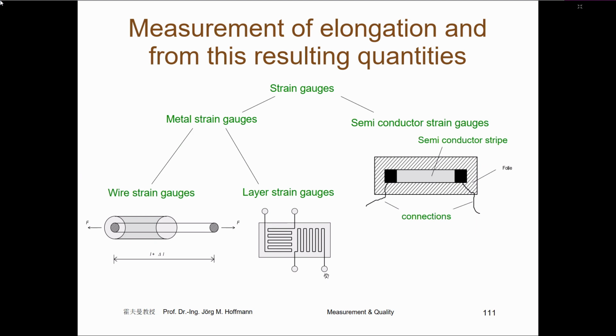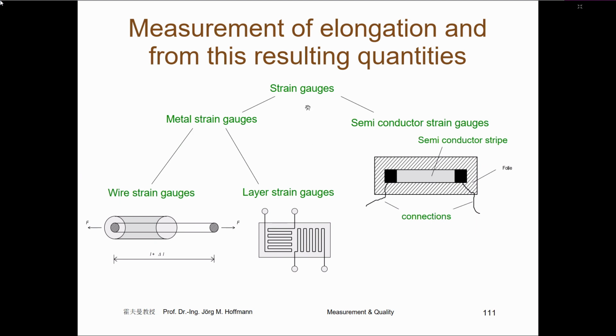Both are metal strain gauges, and you can see that you increase the resistance because the wire will be longer and smaller. This effect is called the form effect, because the change of the shape is the reason for the change of the resistance.